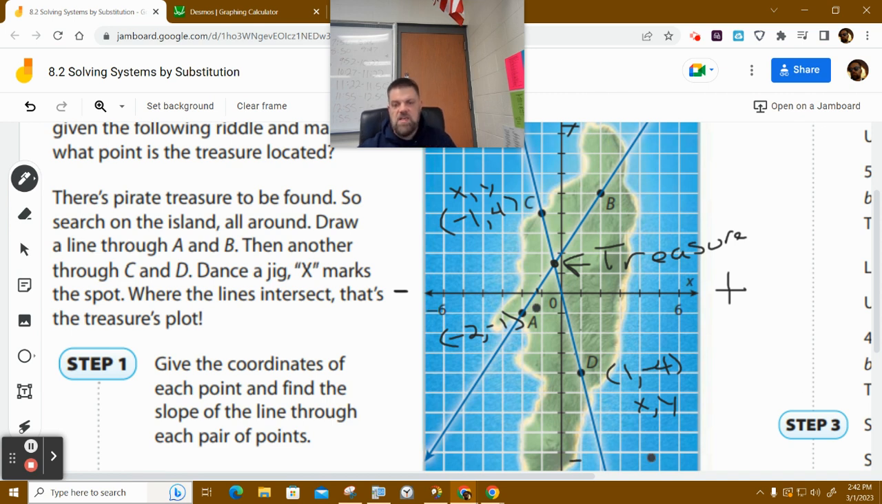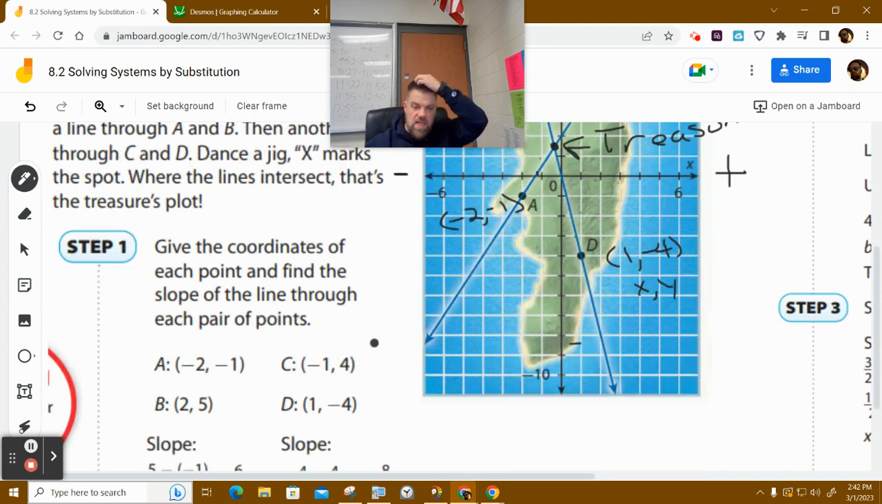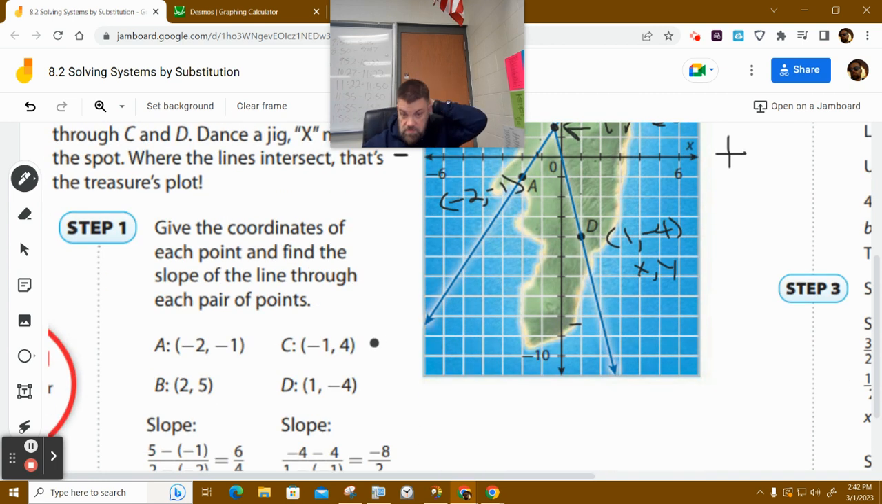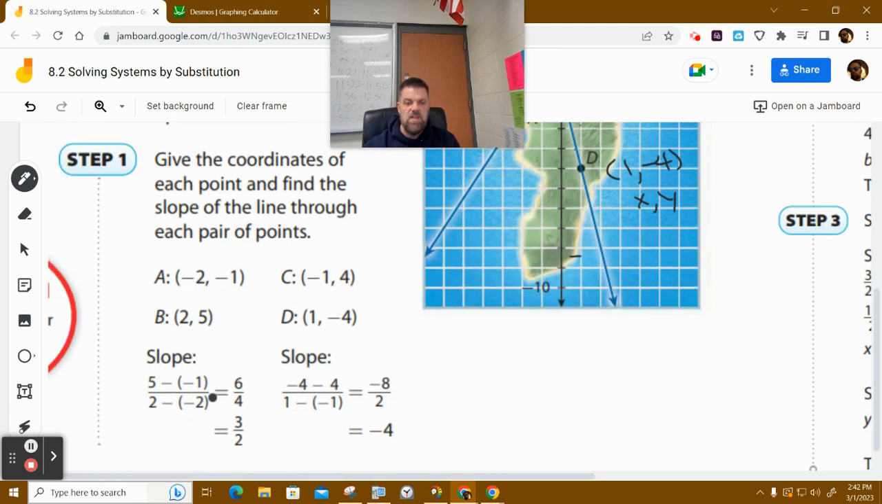Okay. B, to get from the origin, how far do I go over this way? 2. How many do I go up this way? 5. 5, yeah. All right. So then look at this. Yep. These are all the points. That's what I figured out. So now we've got to find the slopes between A and B. So this is the slope between A and B, and this is the slope between C and D.